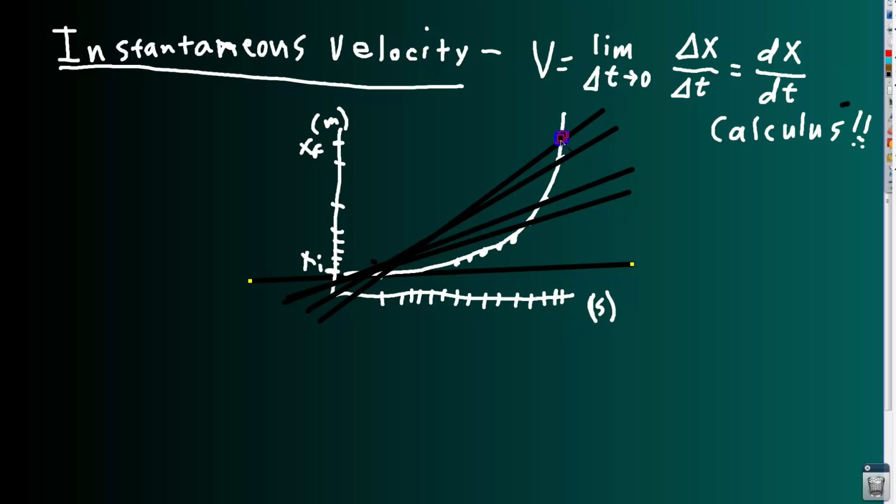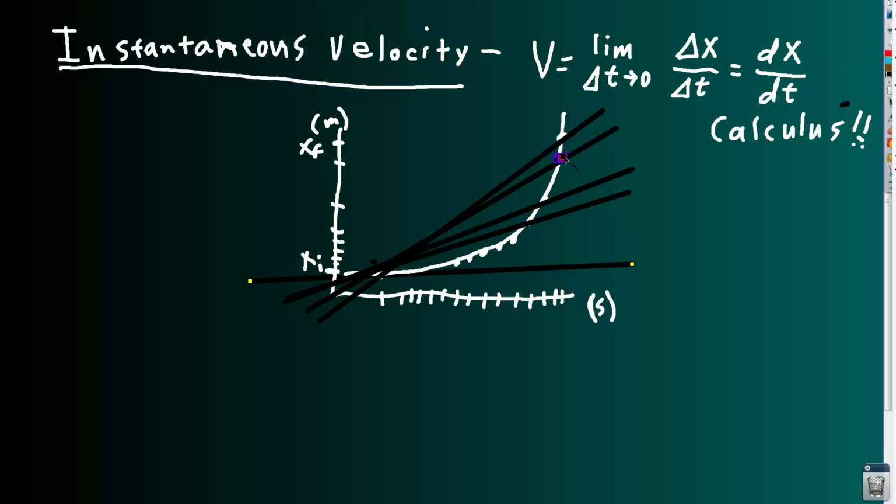See how all these intersect twice? 1, 2, 1, 2, 1, 2, 1, 2. But as this gets closer and closer, it intersects only once. That's tangent, and the slope of this tangent line is now your instantaneous velocity.